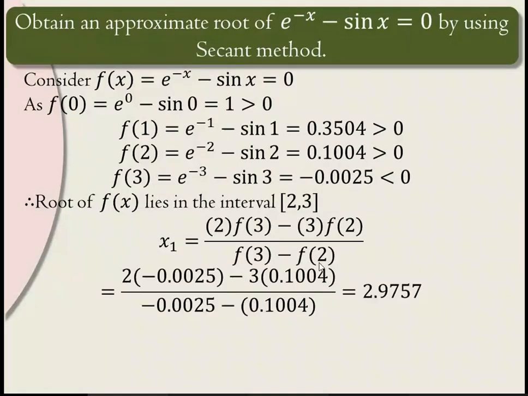So x1 will be 2 into minus 0.0025, which we have calculated here. We are using that value directly, minus 3 into f of 2. F of 2 is this value, 0.1004, divided by the subtraction of these 2 values. Simplify this, a simple calculation. That gives us the term 2.9757. Always take the values up to 3 or 4 digits. Find the value of the function up to 3 to 4 digits.